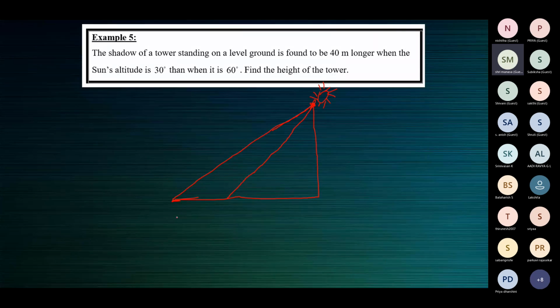This is the foot of the tower. This is one shadow. Listen to this carefully. How will you measure the shadow? The shadow is measured from the foot.